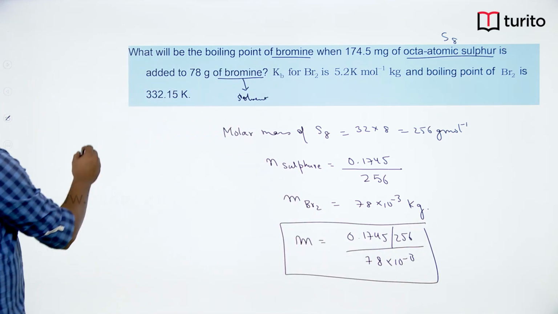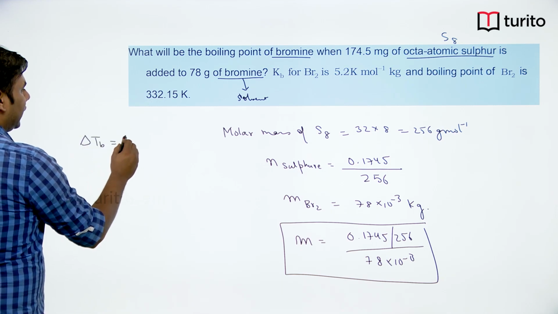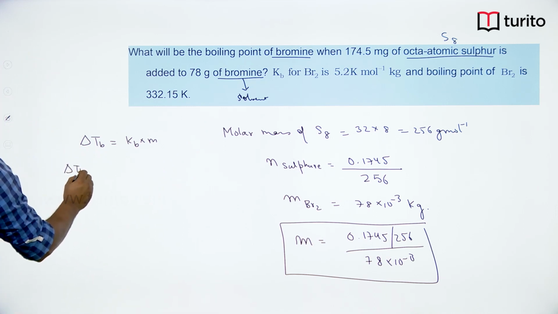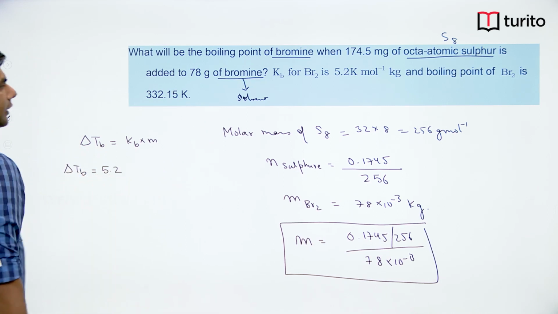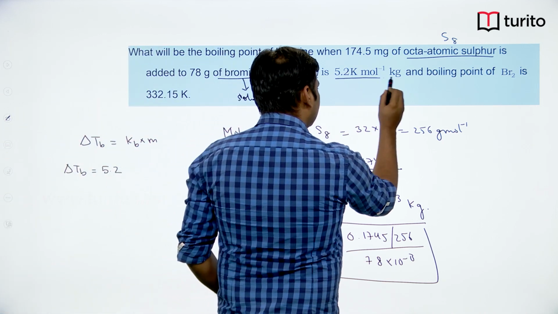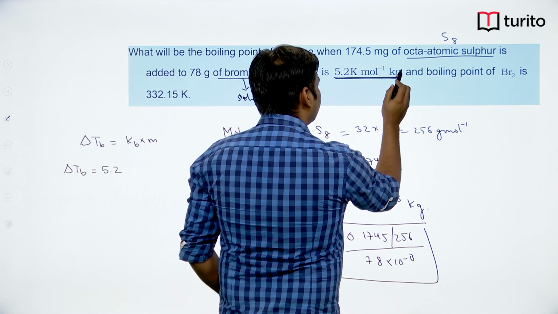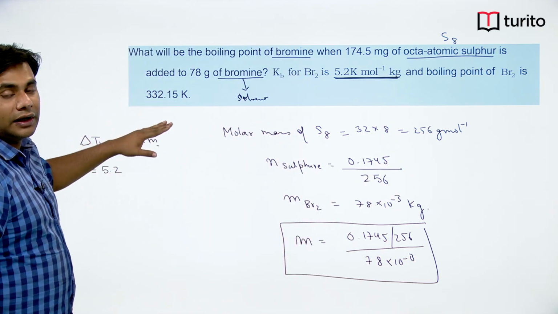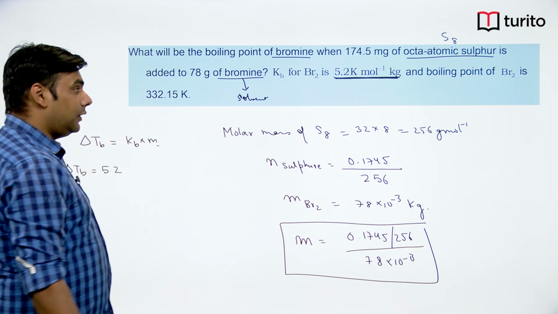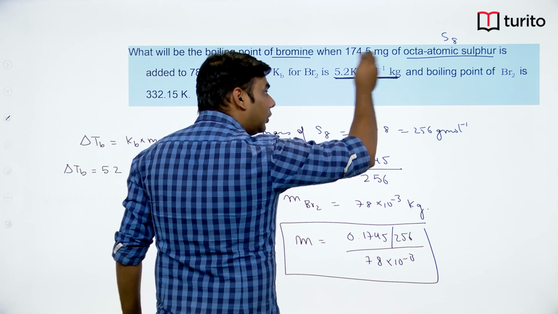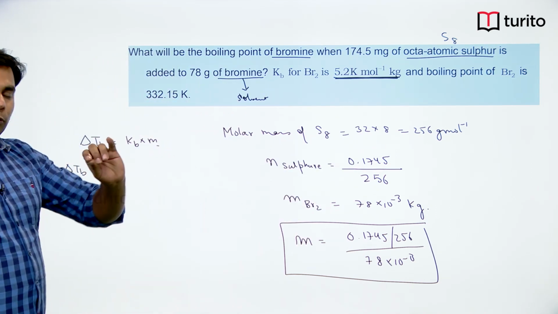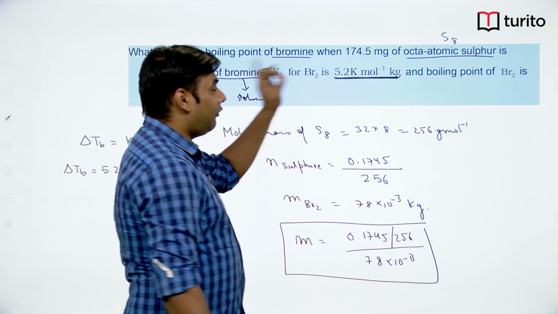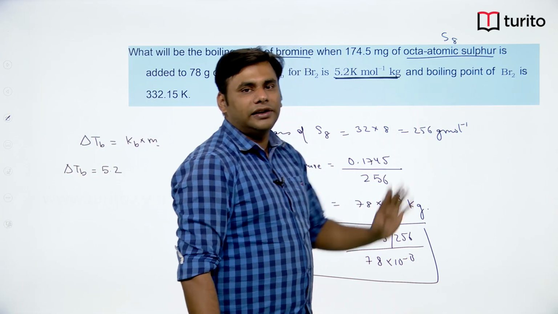Now we know that delta TB is equal to Kb into M. The value of Kb is given to us as 5.2 Kelvin per mole per kg. Just look at the units as well. Because it is expressed in terms of kg, when you multiply with molality, which is also expressed per kg, they get cancelled out. If this had been in gram, you would have to convert it into kg. These are the small things you should take care of, because IIT frames questions on this. You need to check that the formulas you are using match the dimensional analysis.